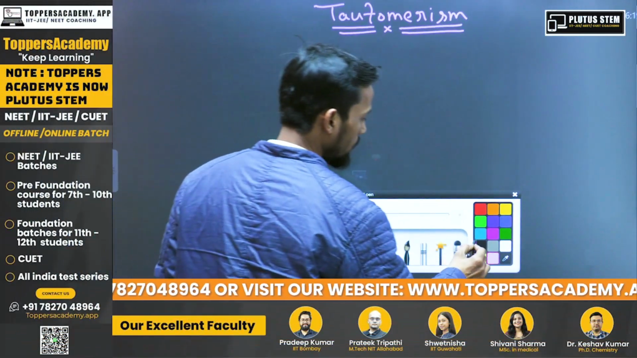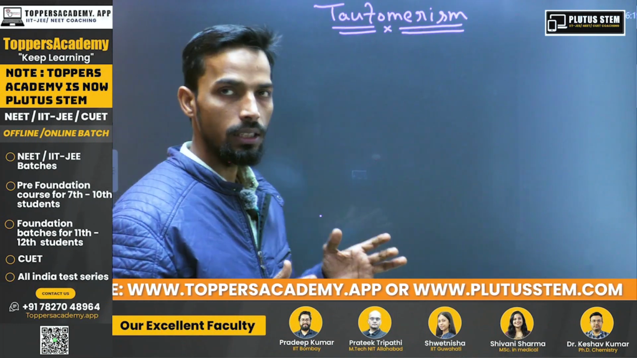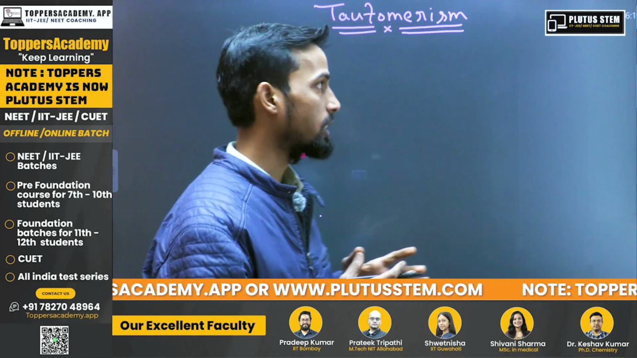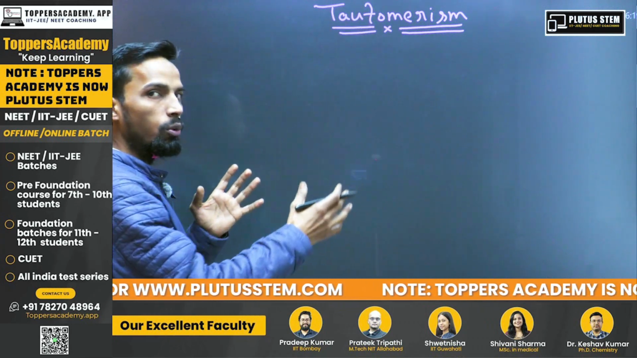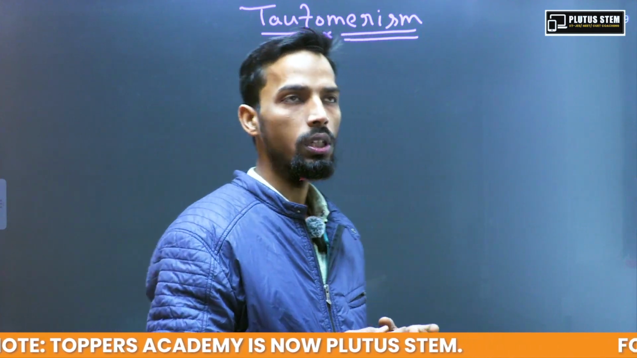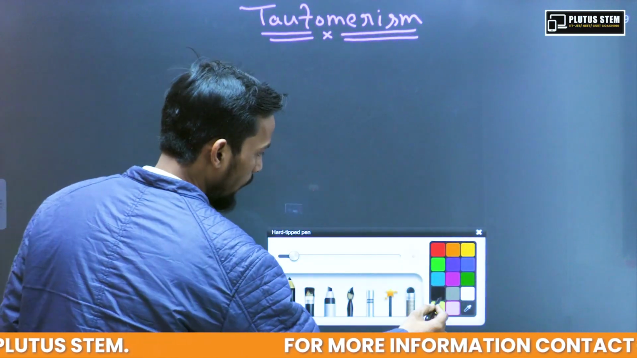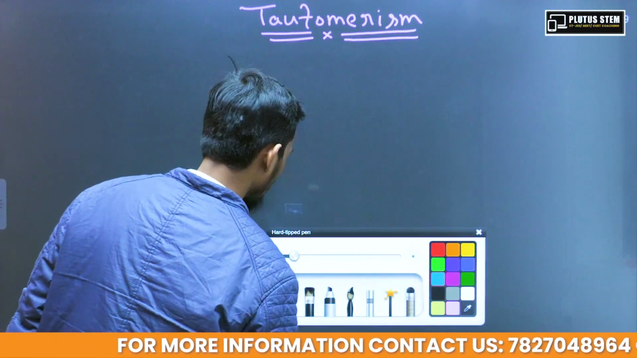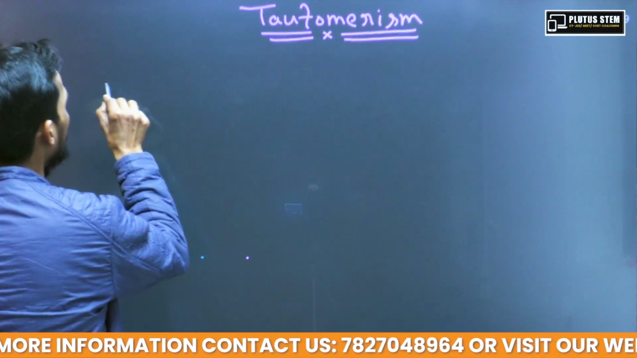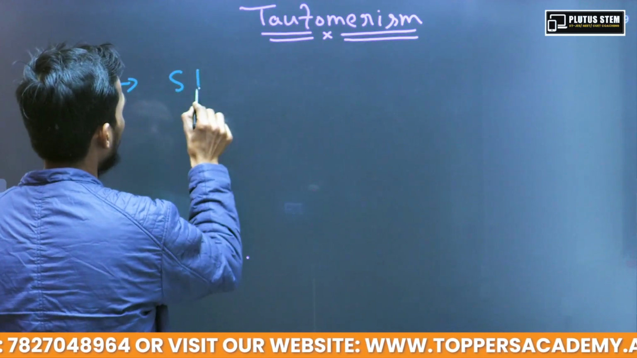Today we are going to discuss a very important topic of general organic chemistry, that is tautomerism. Why am I saying that this is a general organic chemistry topic? Because it is a subpart of isomerism, but we will see some movement of electrons, pi bond dislocation. That's why it is generally studied when we study general organic chemistry. So actually this is a part of structural isomerism.